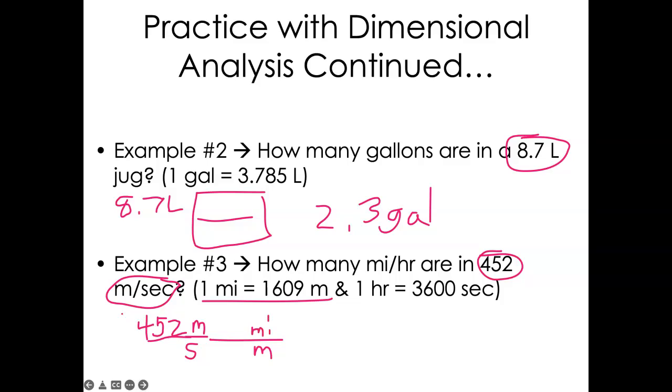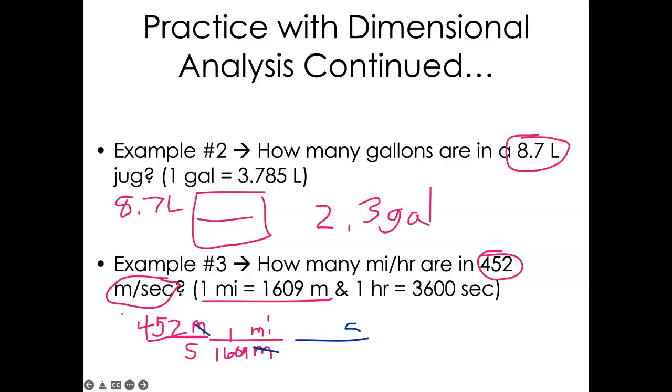And this is a more tricky one because we've got 2 different units that we're converting here. Next to meters, I'm going to put 1609. Next to miles, I'm going to put 1. And then I'm going to kind of note that my meters canceled. So I've got miles. Now I've got to convert seconds to hours. And so I'm given seconds and hours.